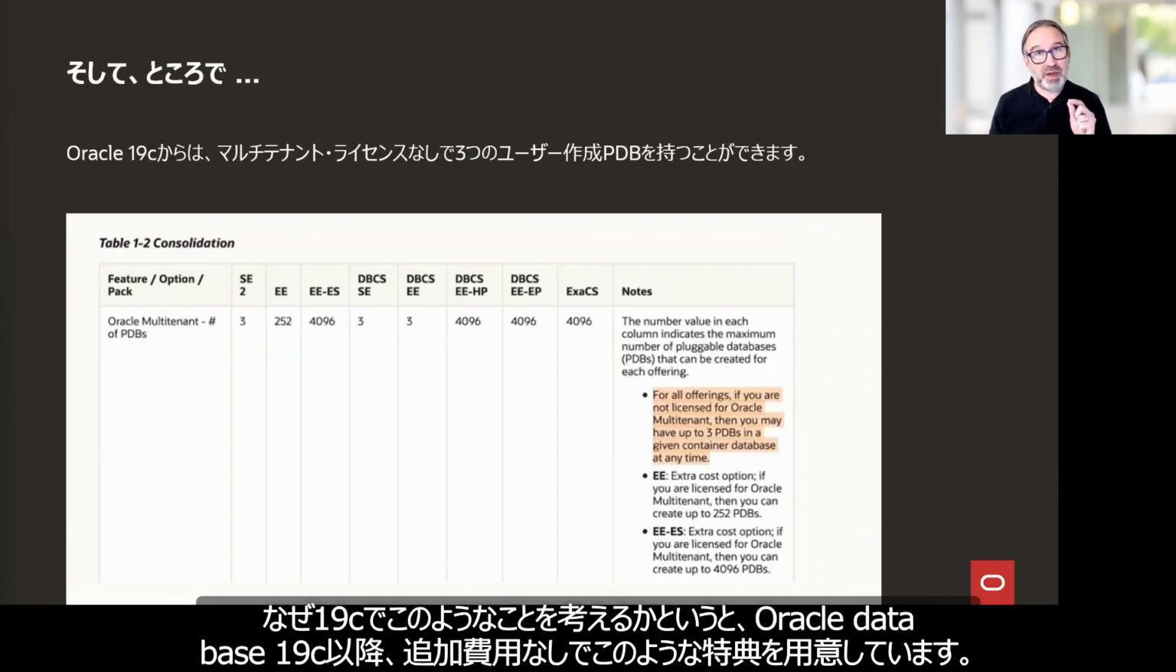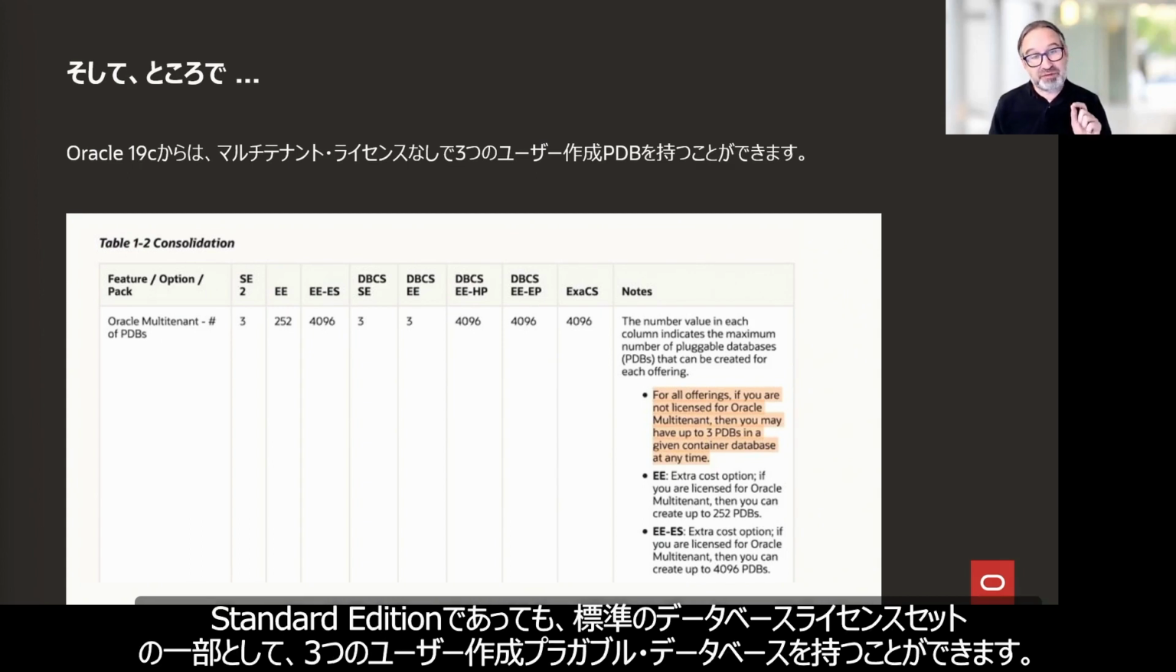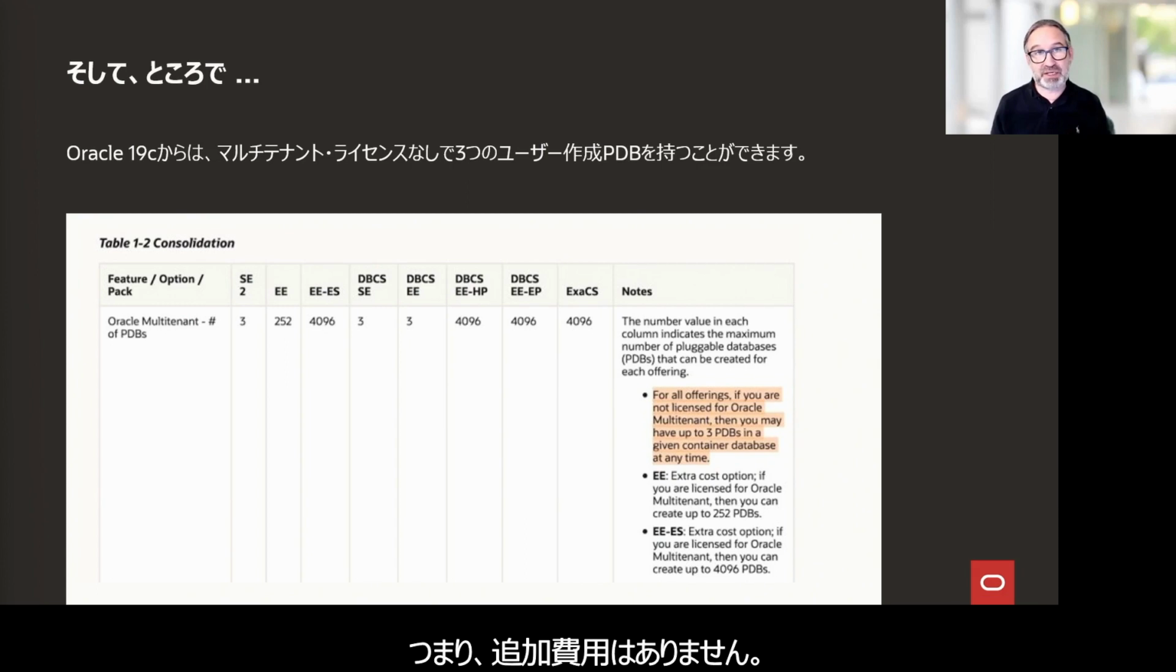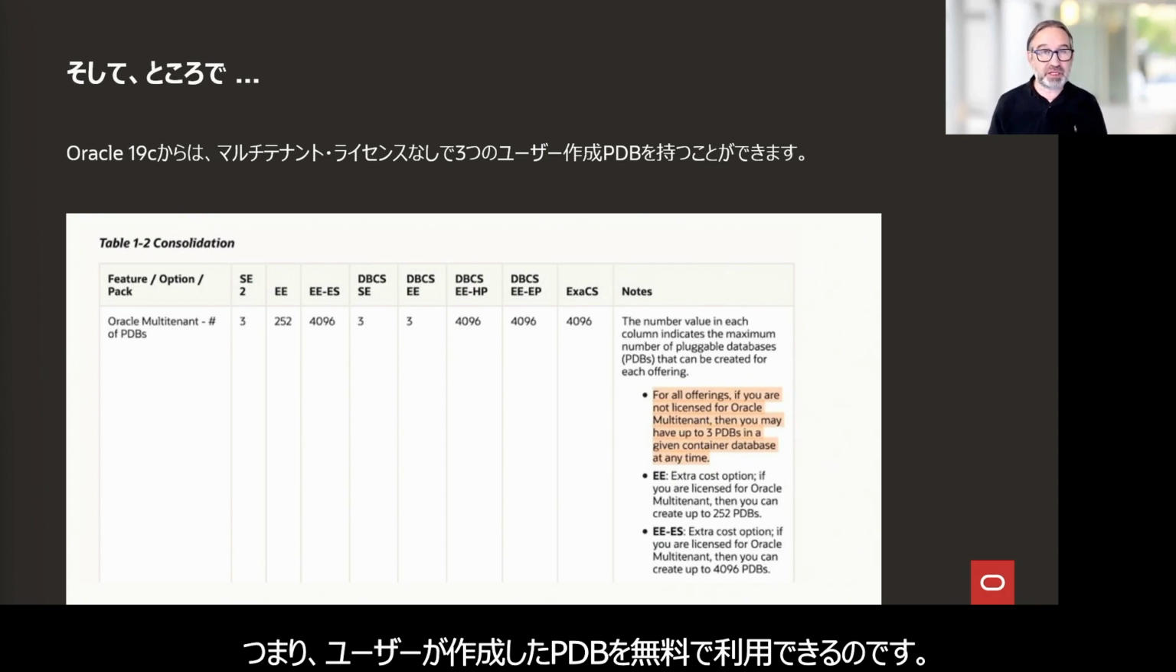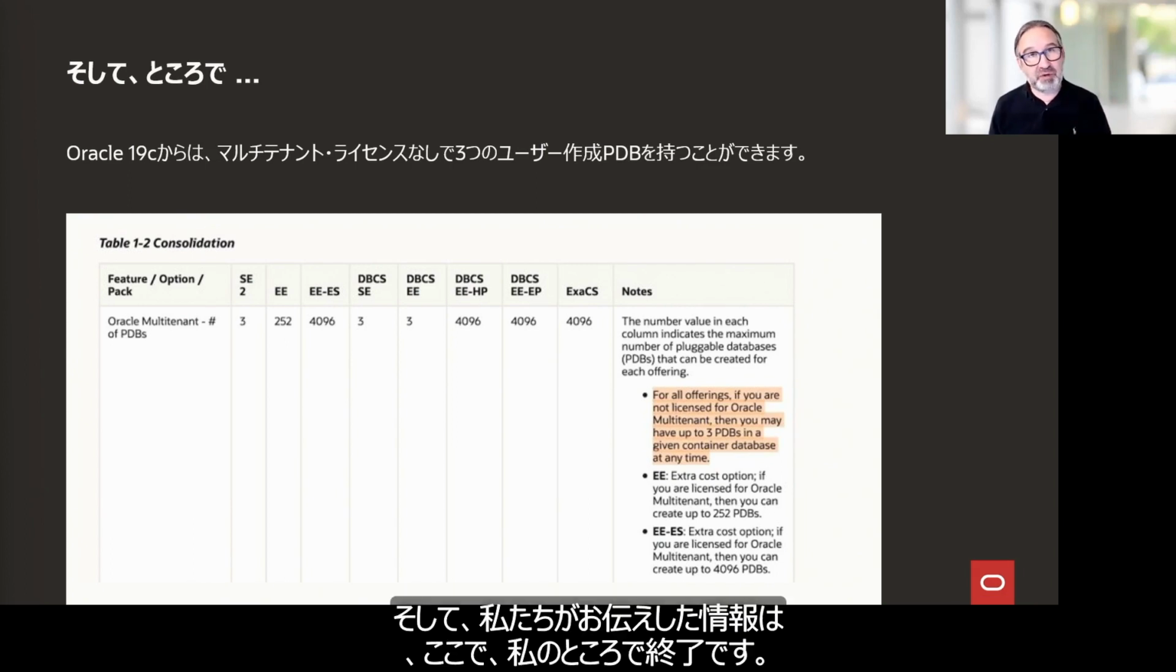The reason why you may consider this with 19c already is that since Oracle Database 19c, we have this special offer for you at no extra cost. Even with Standard Edition 2, you can have free user-created pluggable databases just as part of your standard database license set. So no extra cost here, and free is pretty cool because the PDB$SEED does not count here. So it's really free user-created PDBs. And with that information, we'll close down, or I close down here.